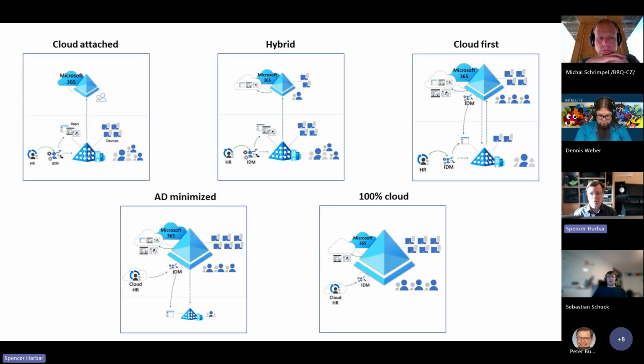So these are the 5 states. We have cloud attached, hybrid, cloud first, AD minimized, and 100% cloud. So naturally, 100% cloud is kind of like the ideal destination that we want to get to. Cloud attached is the most common reality.